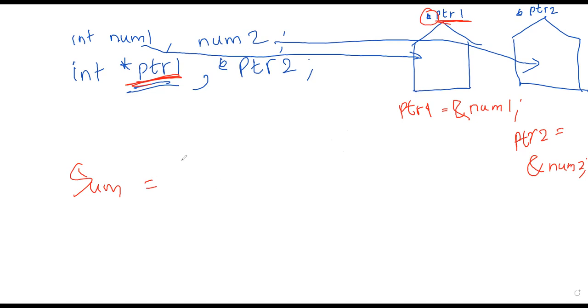I use sum. Sum can take the value of ptr1, which is number 1, plus the value of ptr2. Okay, this is the final one. Try to get the output like this. These are the main things. Now try to get the output.